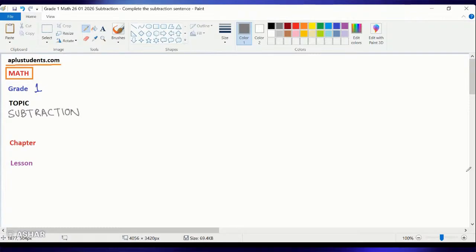Okay, let me give you the chapter number and the lesson number. The chapter for today is chapter number 5. We would be doing chapter number 5, that is subtraction, and the lesson number is also 5. Okay, and the name of the lesson is complete the subtraction sentence.